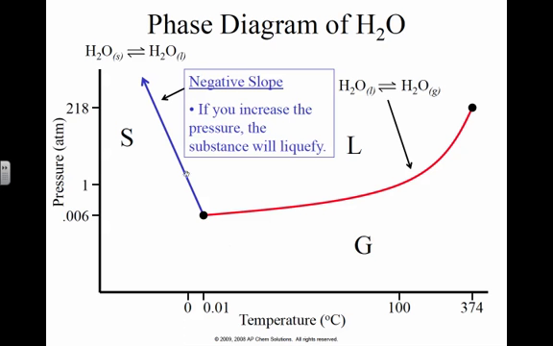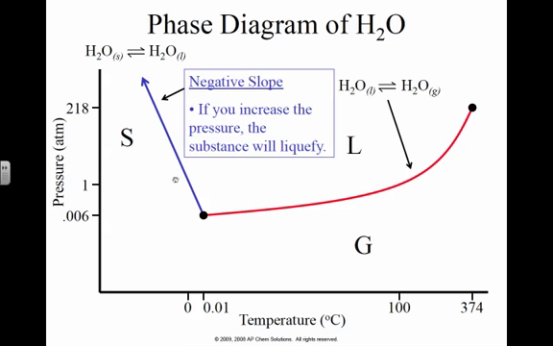Now, water is one of the only substances that has a negative slope. The slope of this line goes towards the left. And that is because water is one of the only things that when it freezes, it expands. And when it expands, its density goes down. So solid water floats in liquid water. Most solids are more dense than their liquid form, but water is the opposite.